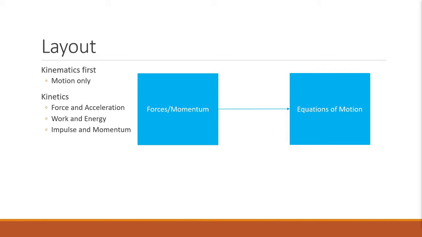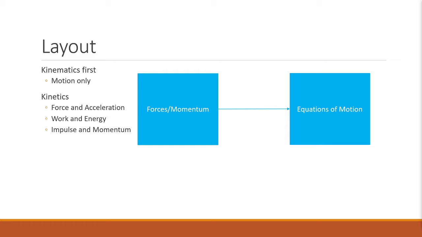So the first thing we're going to do is start by learning the kinematics, which is just the motion of an object. We need to understand this first before we can figure out what actually caused this motion. But then once we have that down, we can move on to what's called kinetics. Now kinetics is just all about the forces that cause the motion. So under here you can see I put force and acceleration.